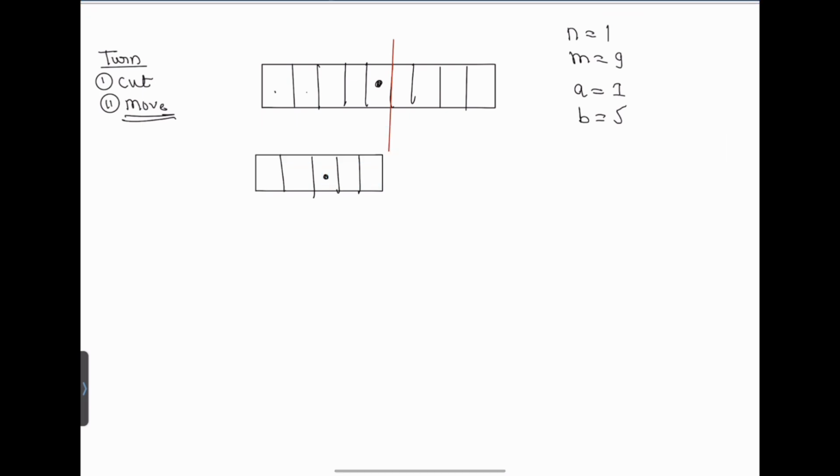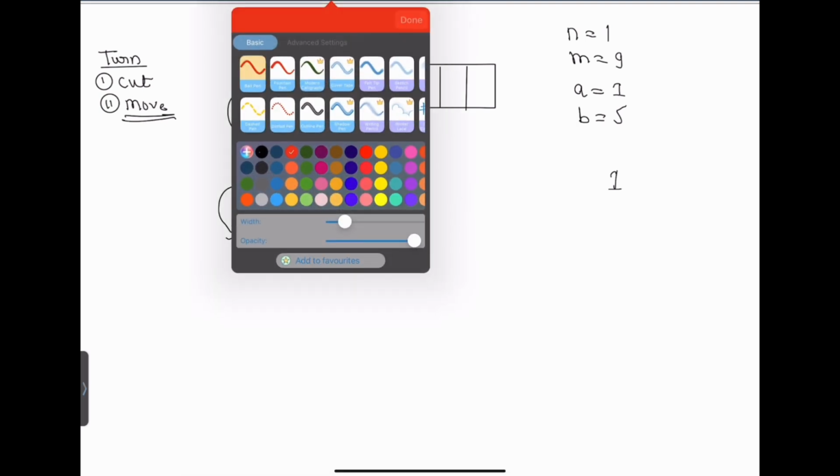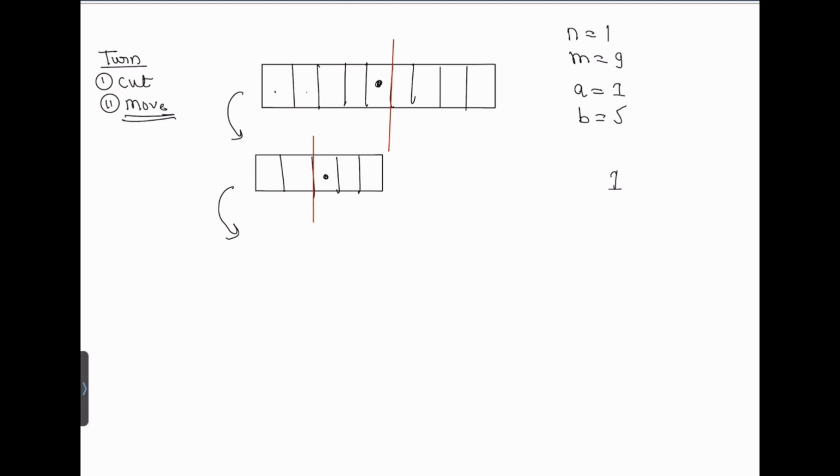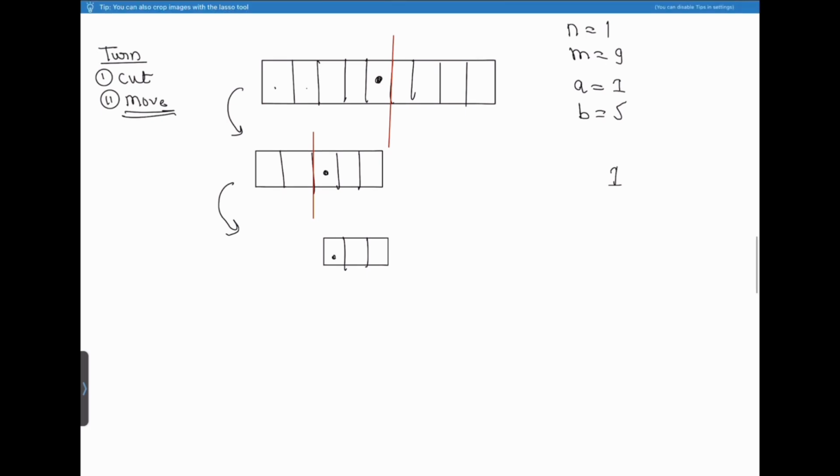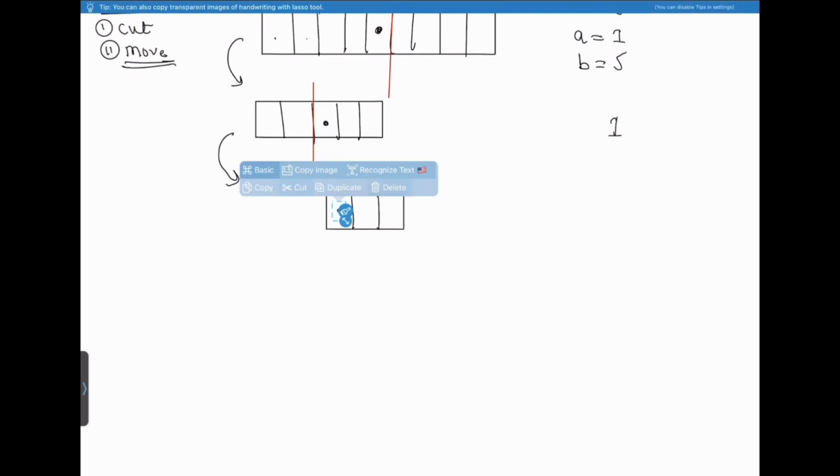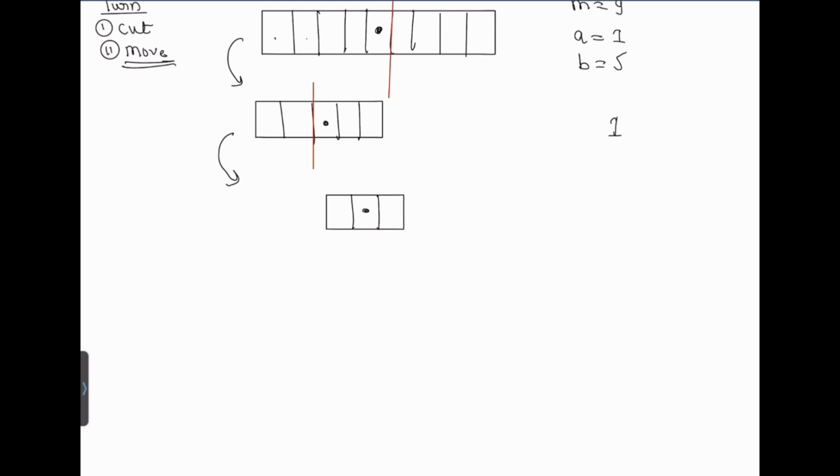Okay. Now one turn is completed, right? Let's talk about the second turn. Again, make a cut, right? So I'll make a cut like this. What will be left? This will be left, right? Now again, the monster has to move somewhere. So he will move like this, again to the center, right? So another turn is completed, cut and move. So there are 2 turns completed.